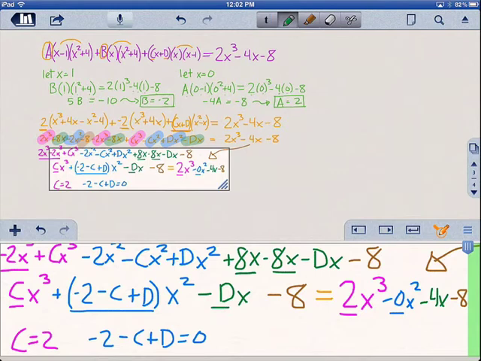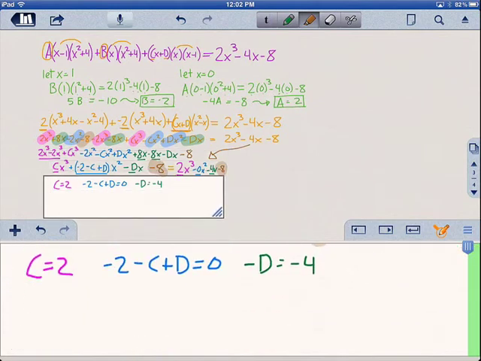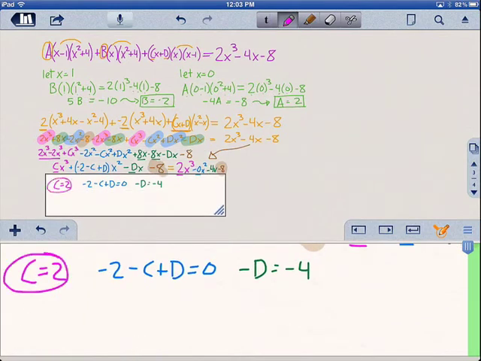And negative d is going to equal negative 4. And you'll notice here the constants are a wash. And that should happen just like that. Okay, so we know c equals 2.